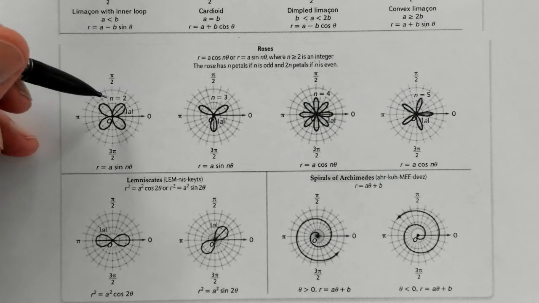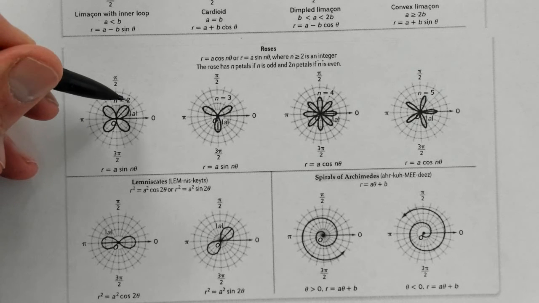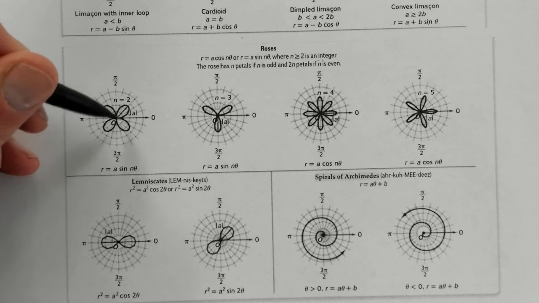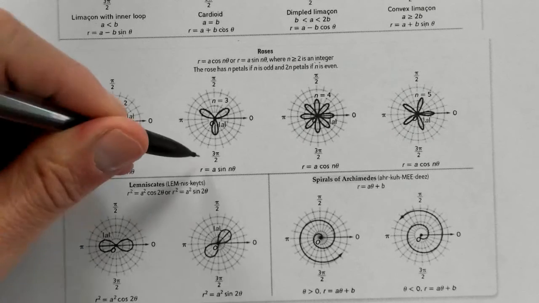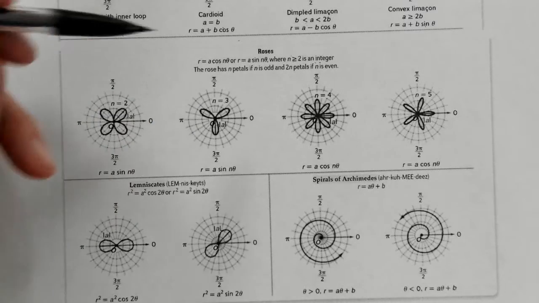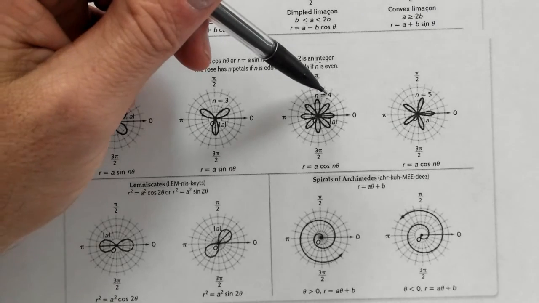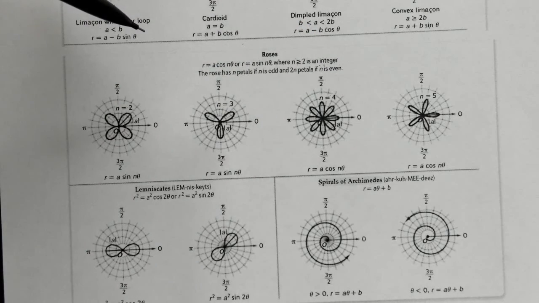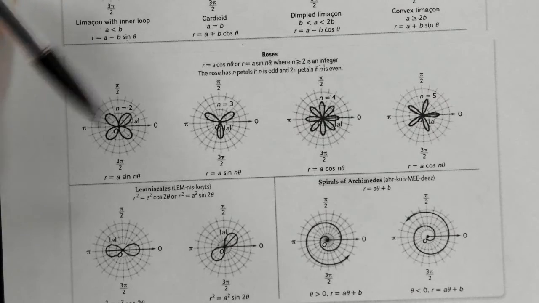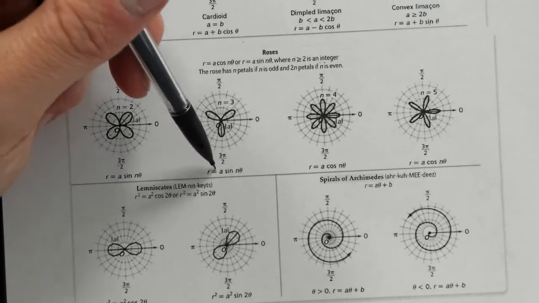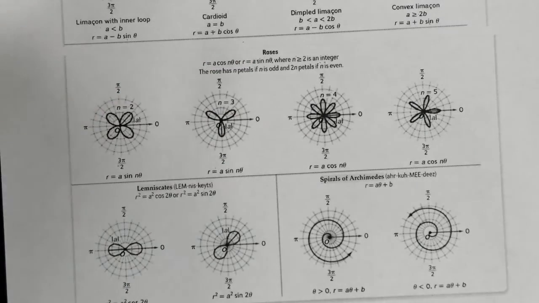Like right here, for example, if n is 2, that's even, so it has 2 times n petals. It would have 4 petals. And here, if my n is 3, 3 is odd, so it would have 3 petals, and so forth. For 4, double that to 8 petals. 5 would have 5 petals, and so on. So that's how that works. And again, this would be the form of the equation for the roses.